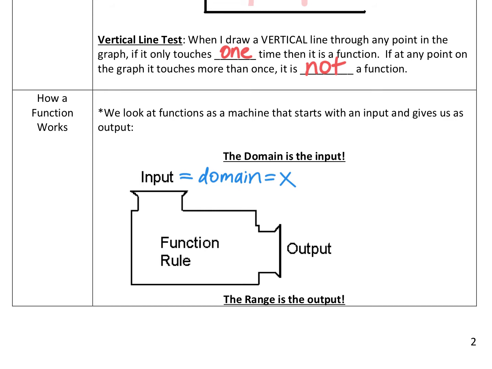Okay, and then we also have our output, which is going to correlate with the range. And it's also going to be our what? Yep, y values. If domain is x, range is going to be y. Okay? So that shouldn't be a new thing. We should have heard that before.